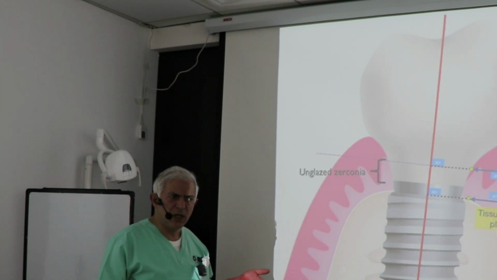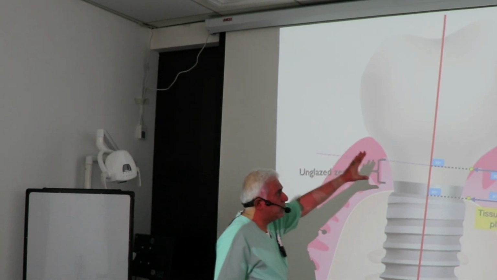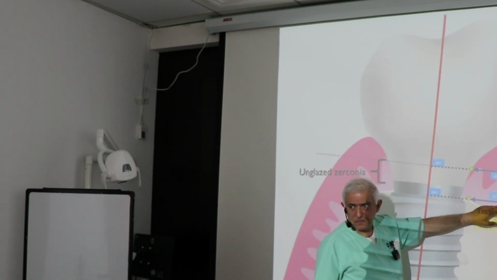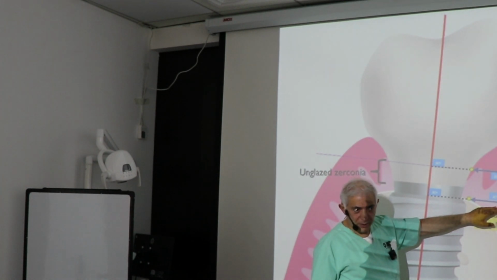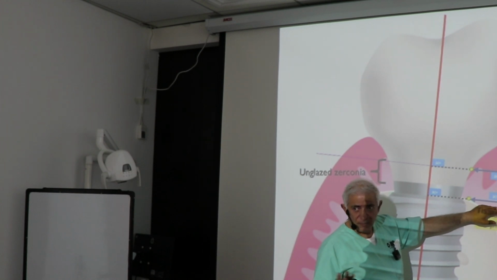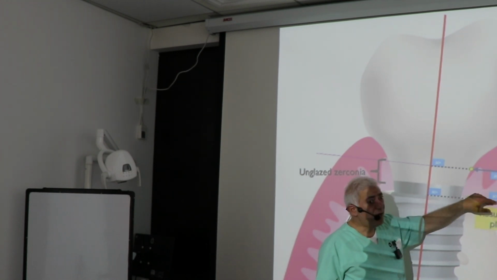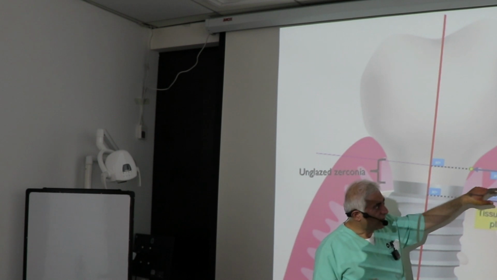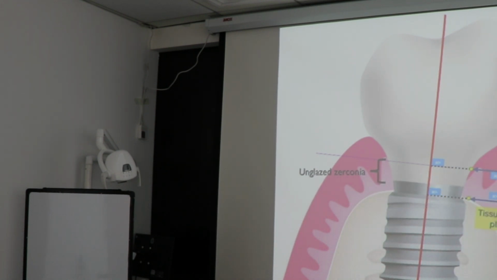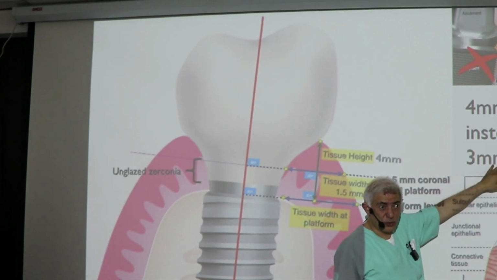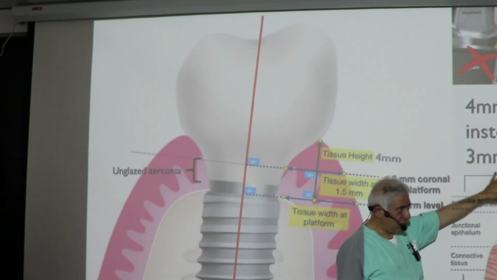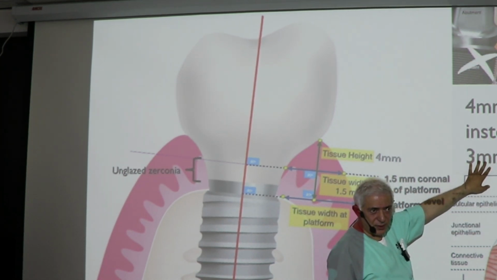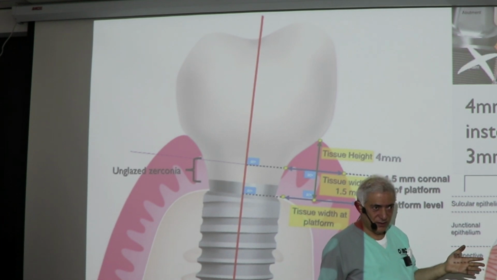Now you say, why should I put it so deep? Because you want to be 4 millimeter below the gum, maximum 5. Between 4 and 5, not 3. 3 doesn't work for implants. We used to think, because Gargiulo said 3, so we used to go 3 and we had disasters.